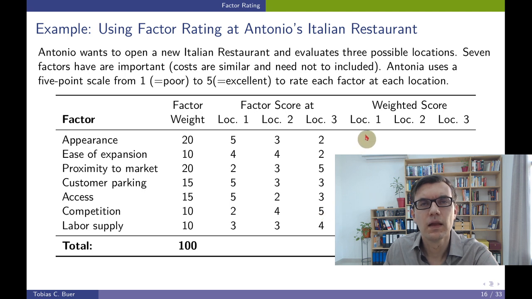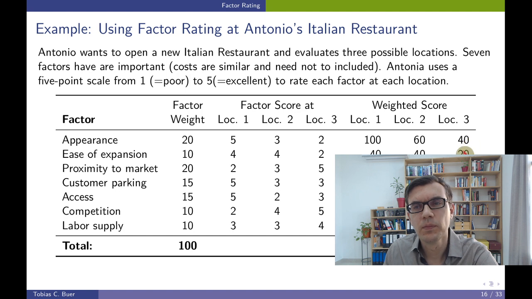And now we can do the weighting. In order to calculate the weighted score of location number 1 for the appearance, we just multiply the weight of this factor, 20, times the score of location 1, 5. So 5 times 20 is 100. We repeat this for location number 2. We multiply the score 3 with the weight. 3 times 20 is 60. For location 3, 2 times 20 is 40. And we can repeat this for all the other factors.